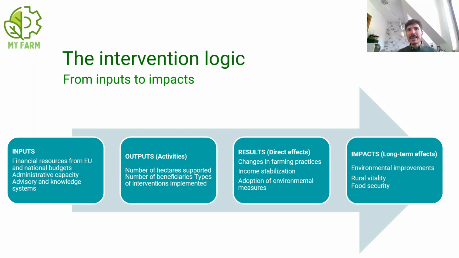The results try to estimate the direct effects. They are a combination of previous indicators. So they assess the changes in farming practices, the income stabilization, the adoption of environmental measures. There are 44 result indicators in the current programming period. Finally, the last step is the impacts, assessing the long-term effects of the agricultural policies. So environmental improvements, rural vitality, food security.